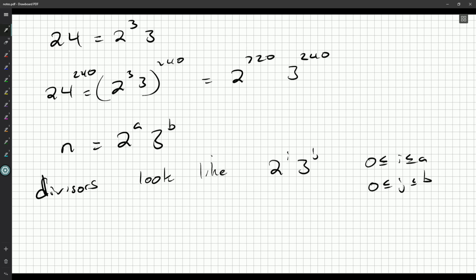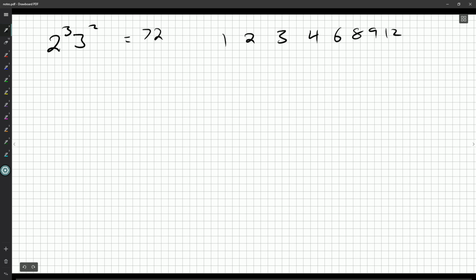Let's look at a smaller case. Let's look at something like 2 cubed times 3 squared. Can we write out the factors there? Well, this number is going to be 8 times 9. This is 72. The factors of 72 are 1, 2, 3, 4, 6, 8, 9, 12, 18, 24, 36, and 72.